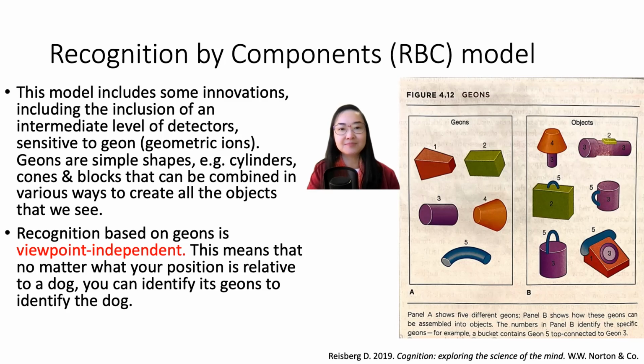Recognition based on geons is viewpoint independent. This means that no matter what your position is relative to a dog, you can identify its geons to identify the dog.